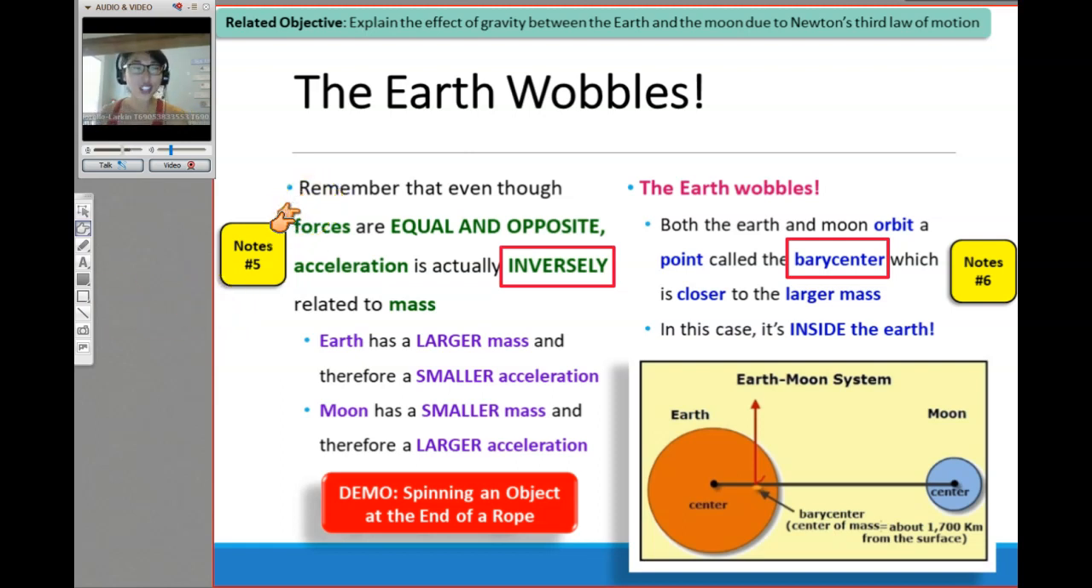This is the reason. Even though the forces are equal and opposite, remember that acceleration is actually inversely related to mass. So that means that because the Earth is much larger than the moon, the Earth therefore has a smaller acceleration. In reality, the Earth and moon are rotating around each other. It's just that the Earth is so much bigger that you can't tell that the moon is causing the Earth to rotate. So the Earth has a larger mass and therefore a much smaller acceleration, whereas the moon has a smaller mass and therefore a much larger acceleration, which is why the moon has a much bigger circle around the Earth.